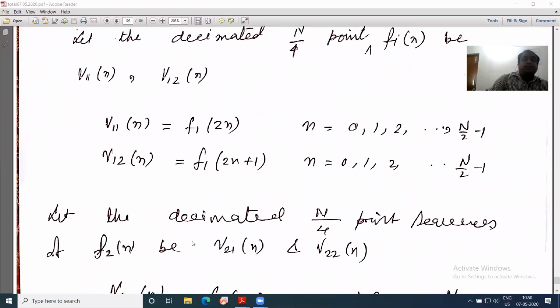Now see, I have written v11 of n that is equal to f1 of 2n, and v12 of n is f1 of 2n plus 1.